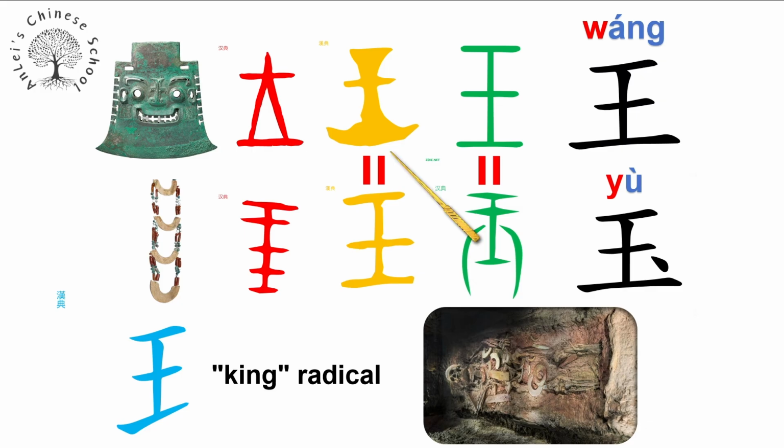The bronze inscription is more vivid. Small script becomes three horizontal strokes and one vertical stroke. Next, let's take a look at the character Yu. In the oracle bone inscription, the character looks like a string of jade pendants.